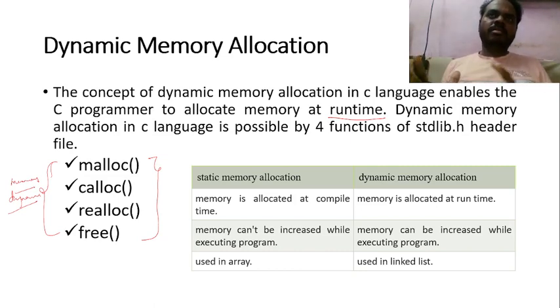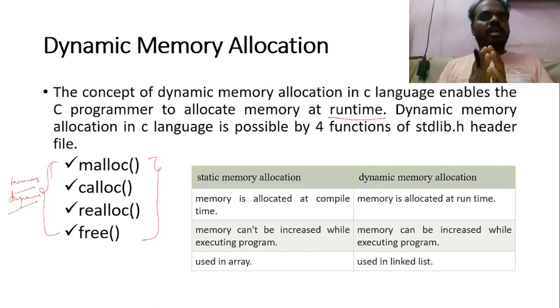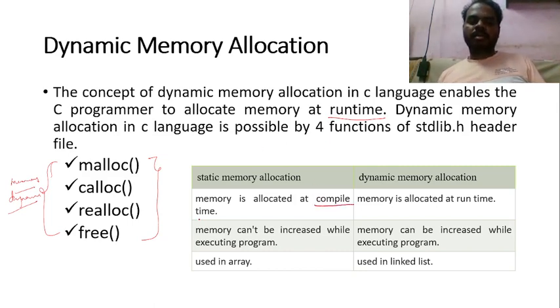The next concept is the difference between static memory allocation and dynamic memory allocation. Static memory allocation is when you allocate memory at compile time. If you want to allocate memory at compile time, that is the most important thing: compile time.